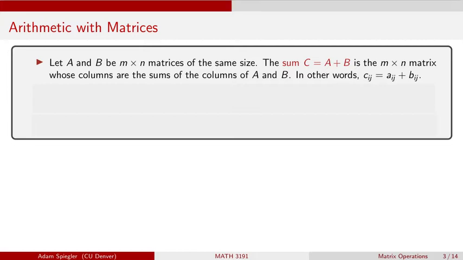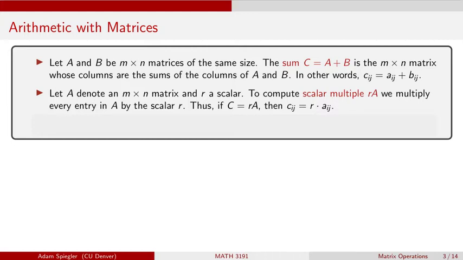We define scalar multiplication of a matrix. So we're going to let R denote some scalar and A is still some M by N matrix. Then we denote this with R times A. The way we define this is we're just going to multiply every single entry in matrix A by this scalar R. So the ijth entry in matrix C, which would be the result of this operation, is going to be this scalar R times the ijth entry of matrix A.